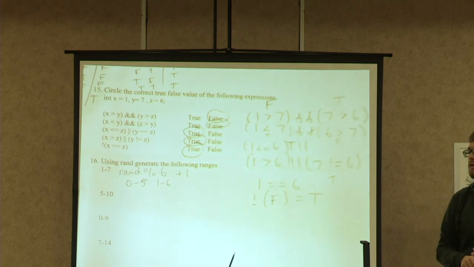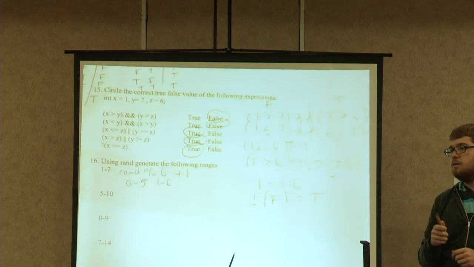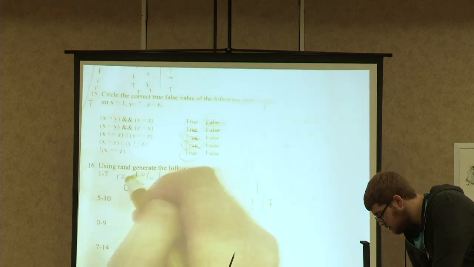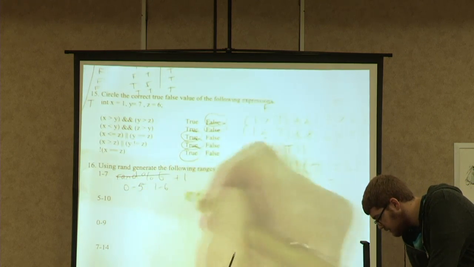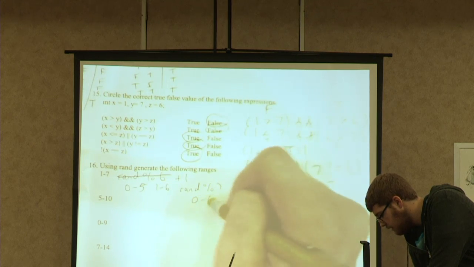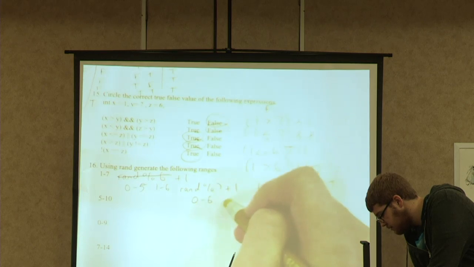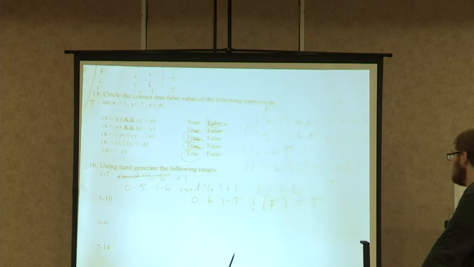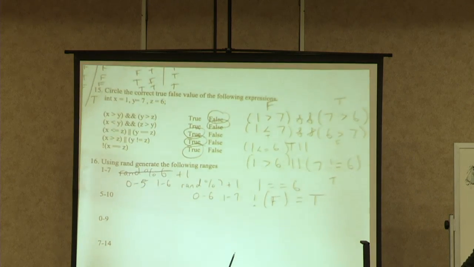What'd you say? I'm sorry? Rand mod 7. Yep. So the reasoning for that, rand mod 7 would give you 0 to 6, and then plus 1 to both sides will give you 1 to 7, right? So an easy way to do this is count on your fingers.